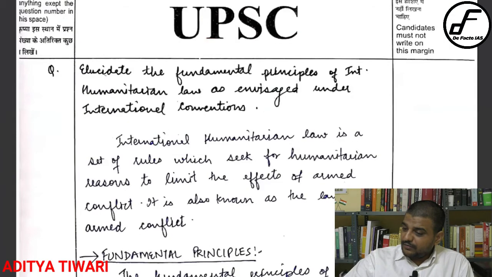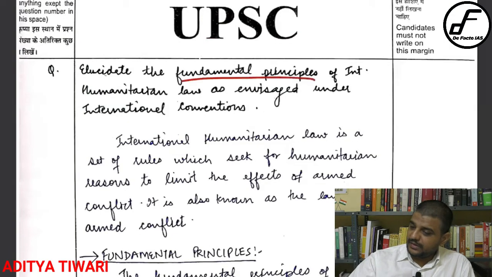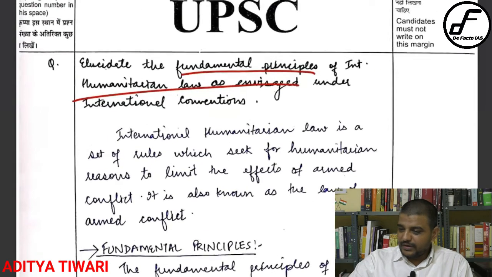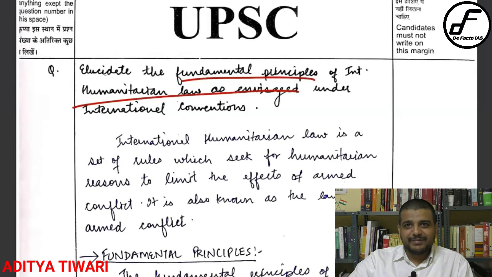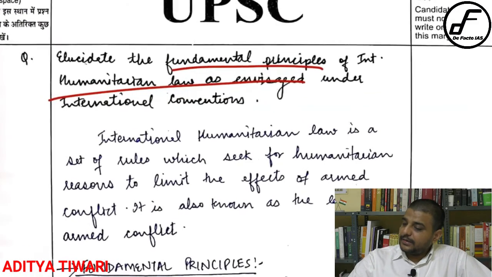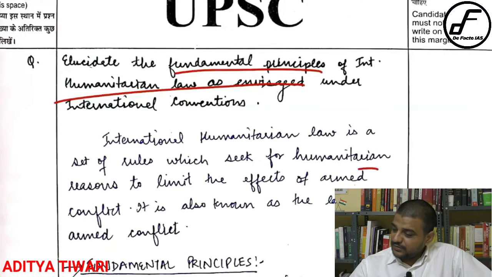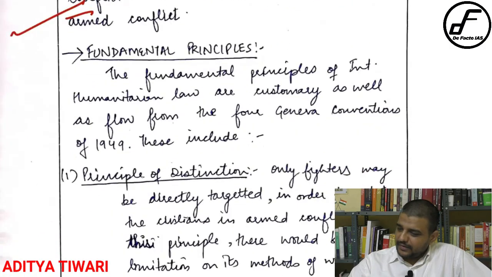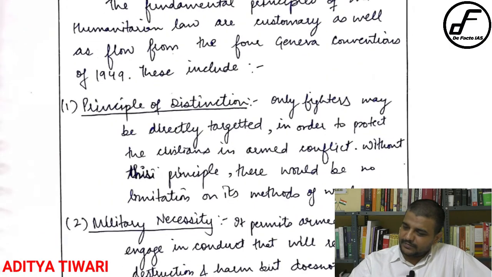Now, last time I gave one question: what are the fundamental principles of humanitarian law envisaged under the international convention? Bhavika, I think, is one of the students of the writing practice batch, and I had given her this question in that batch also. That is why she has written a good answer. She must have written it twice. International humanitarian law is a set of rules that limit the effect of armed conflict. Very correct. It is also referred to as the law of war. Fundamental principles: principle of distinction, very correct.